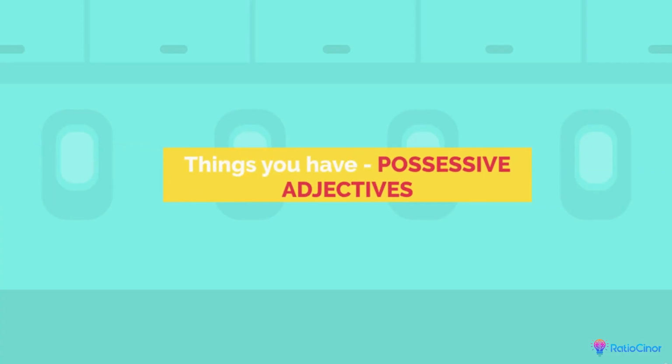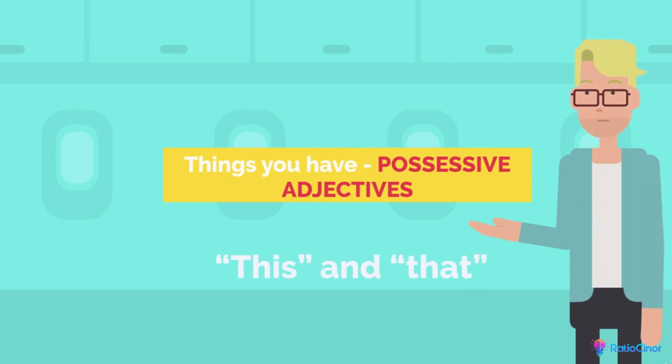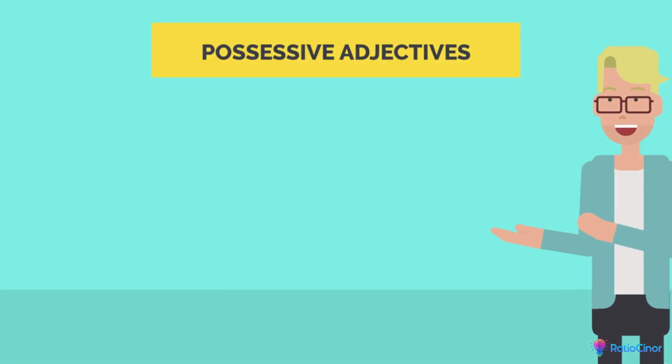Things you have. Possessive adjectives. Possessive adjectives tell you who something, such as a pet, belongs to. This and that are determiners. They point out a specific object or person. Possessive adjectives are used before the noun.